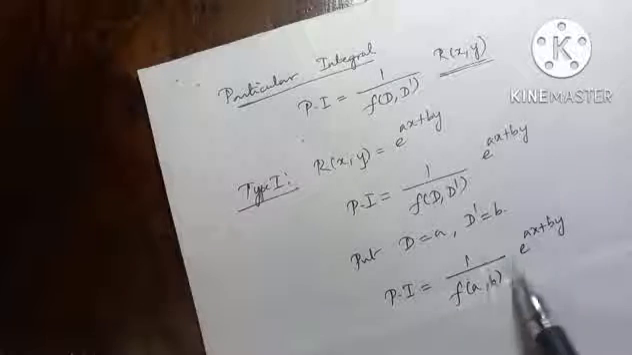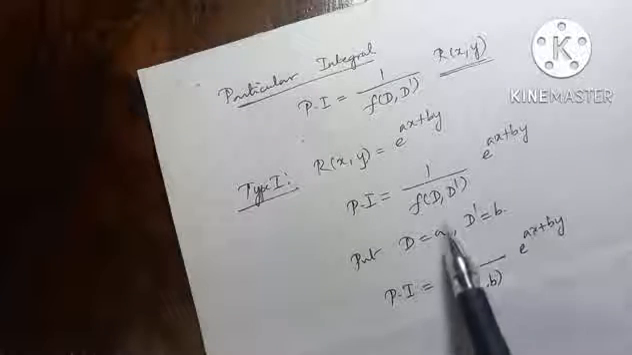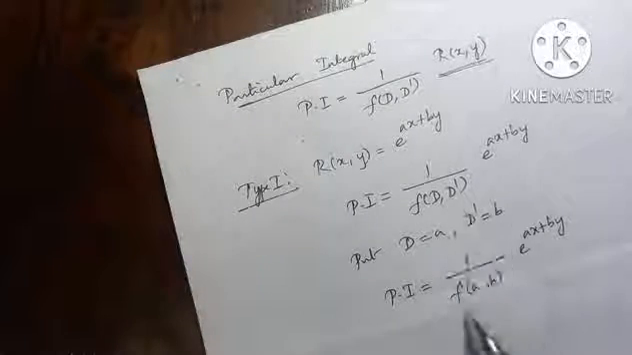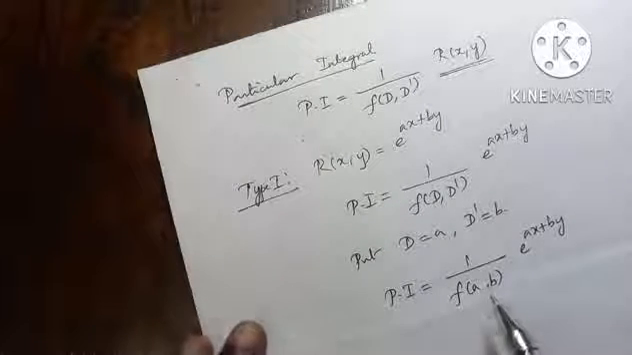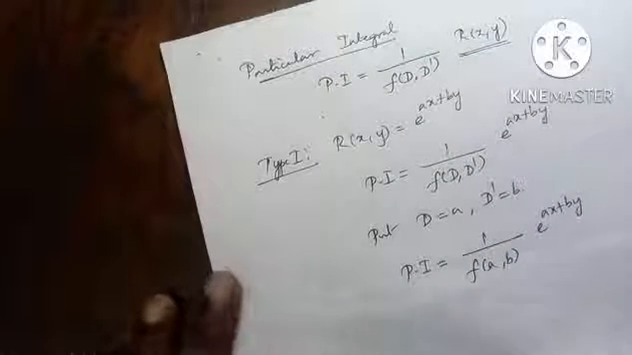Only when the denominator is not 0. After replacing D by a and D dash by b, the denominator should not be 0. Okay, so this is our first type.